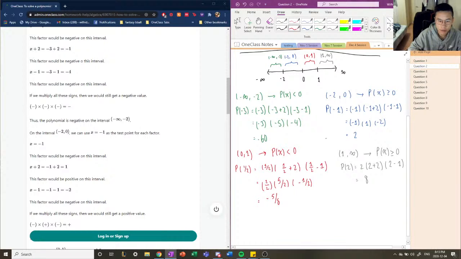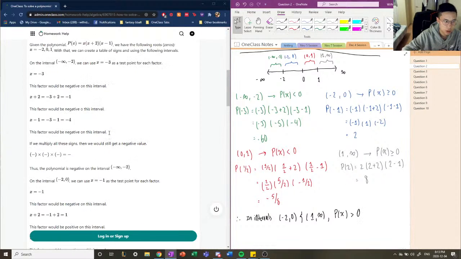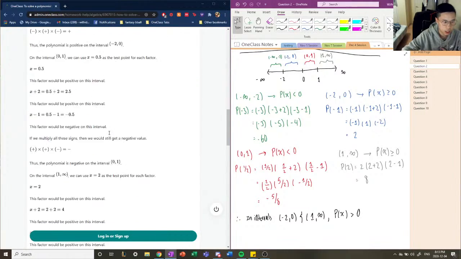Okay, so cool. We've tested all these intervals out, and we found our solutions. So let's just write down our final solution here. Therefore, in intervals negative 2 to 0 and 1 to infinity, p of x is greater than 0. Okay, cool. So that's how you solve this question here.